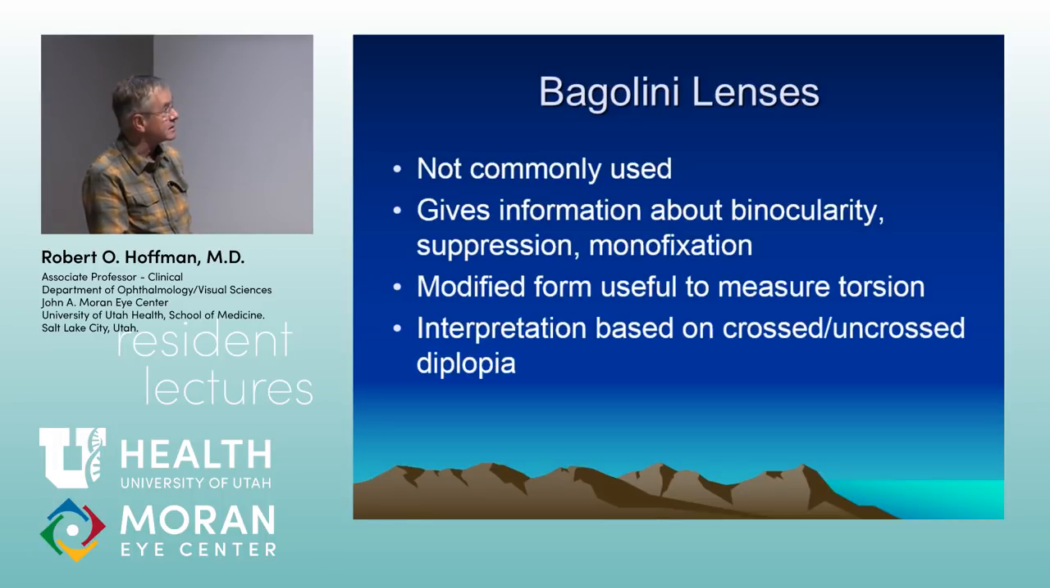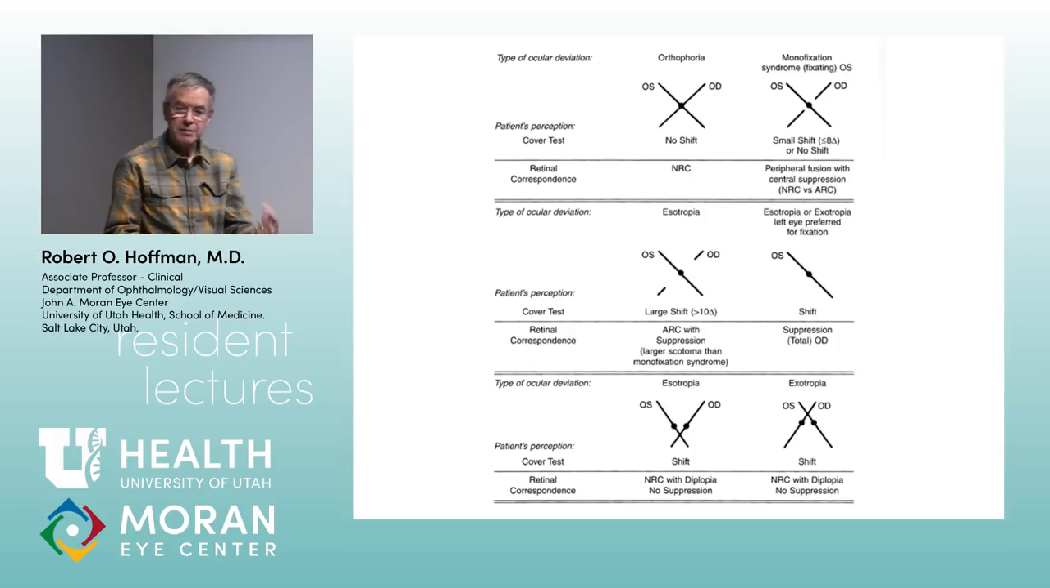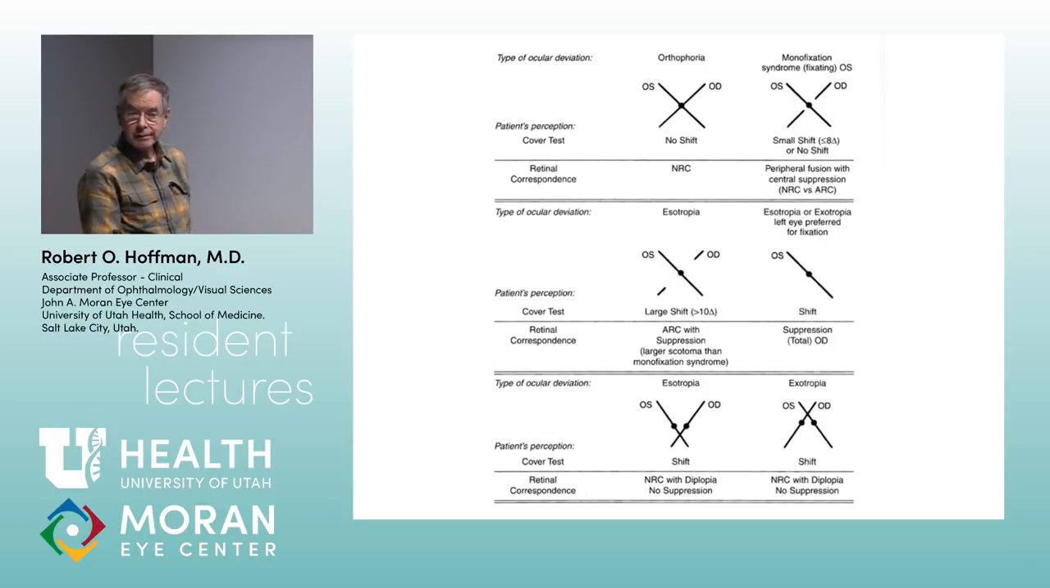Now, there's the Bagolini lens test. And this is basically the normal situation. This black dot refers to the tip of the transilluminator light as you're looking at it. And so what we're looking at here is this pattern, and this is the right eye. The striations are actually going this way to give you this, similar to what happens with your Maddox rod, and vice versa for the left eye.